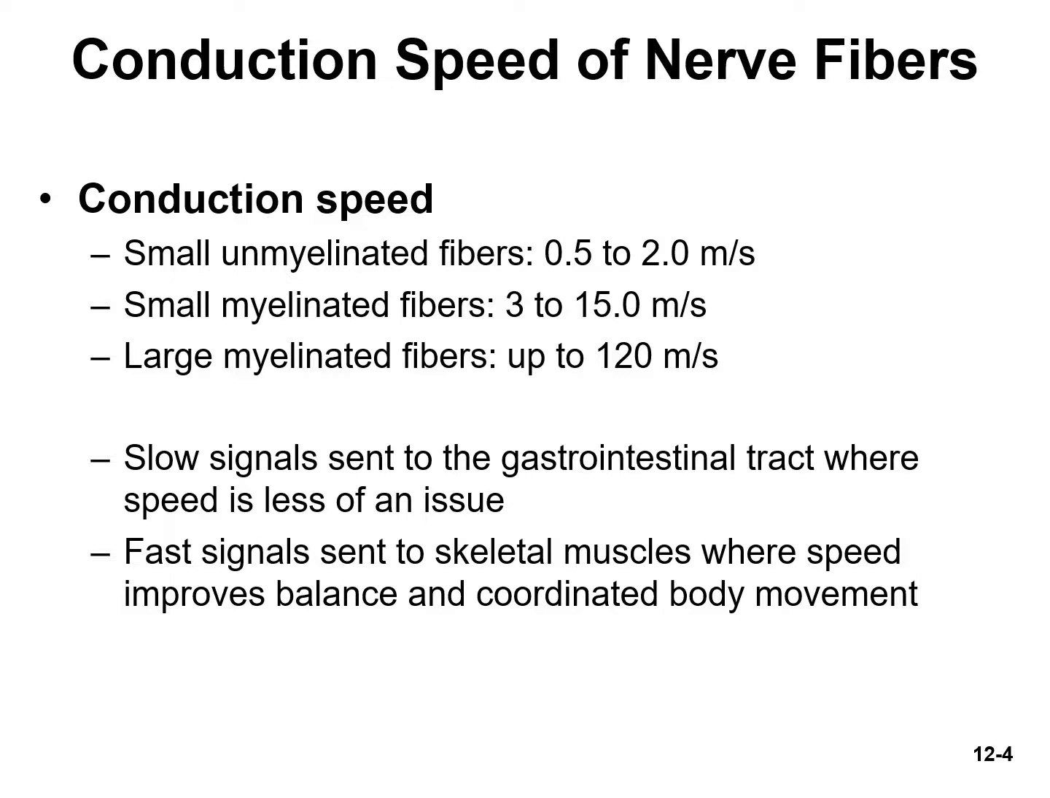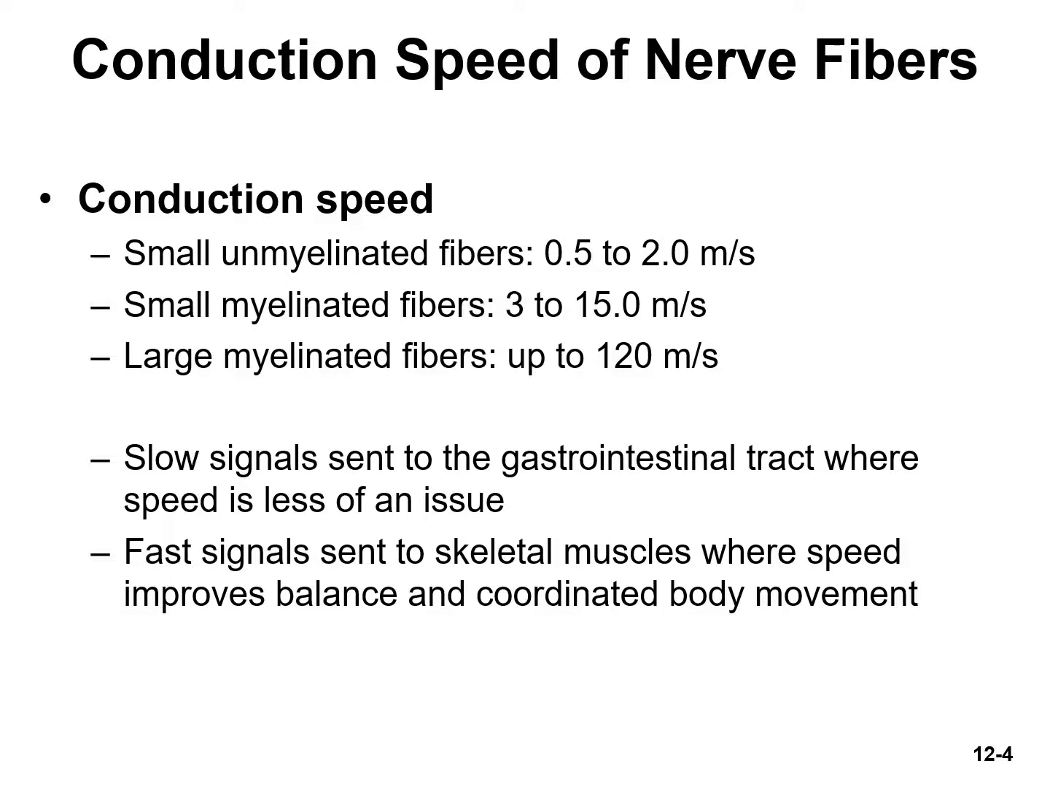So a small unmyelinated fiber is going to conduct an action potential in this range of 0.5 to 2 meters per second. A small myelinated fiber is going to conduct at 3 to 15 meters per second, and then your large myelinated fibers are going to conduct it up to 120 meters per second.